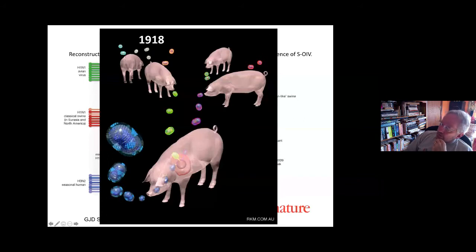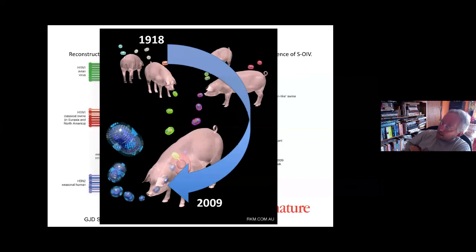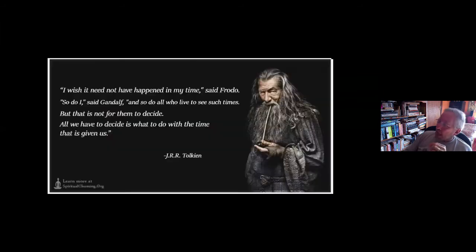So what basically happened in 2009 is viruses that have been circulating from 1918, when pigs caught it from people. It had been circulating in pigs in Europe and in the US and Mexico since 1918 through to 2009, with some additions from other sources, including birds. But basically, a virus that had circulated in pigs for 90 odd years popped back out into humans. And in a pandemic year, this is a very good sentiment to have straight out of Lord of the Rings. And with that, I'll give back to you, Howard.